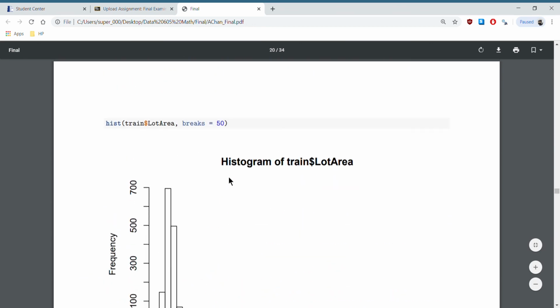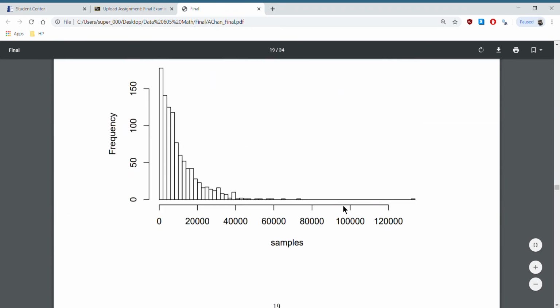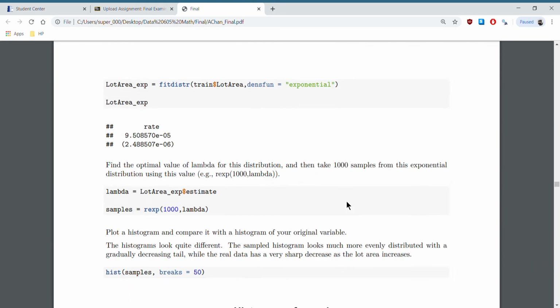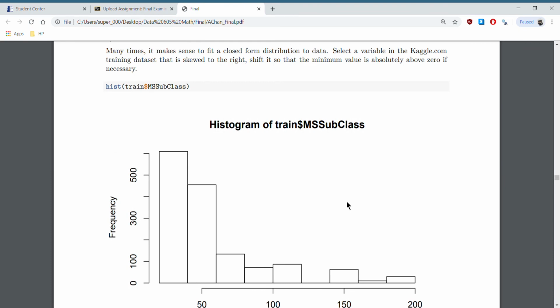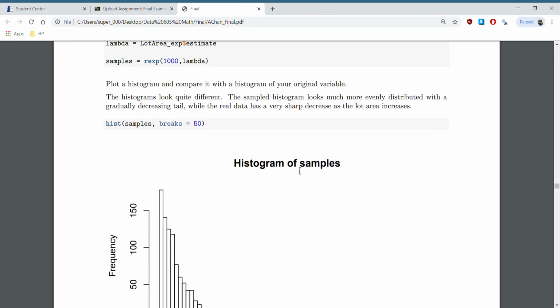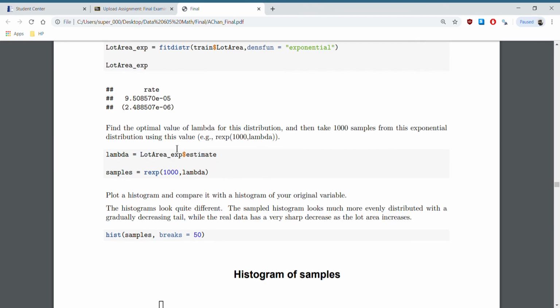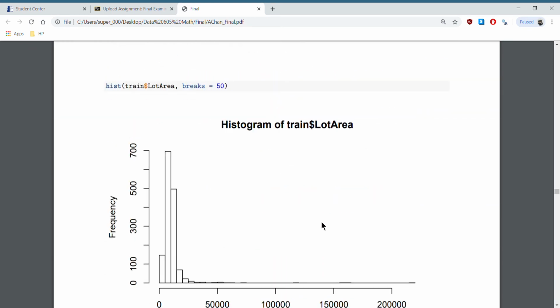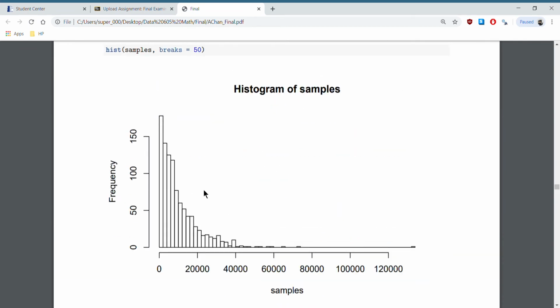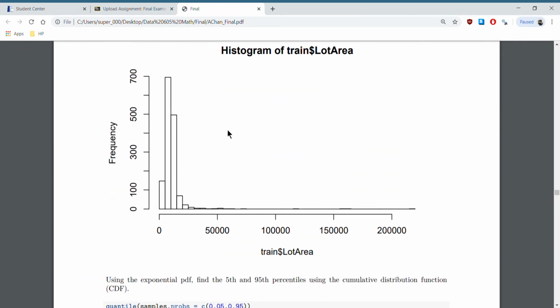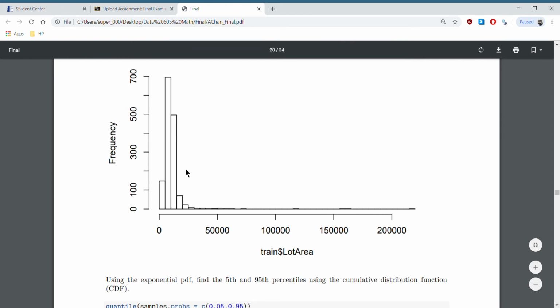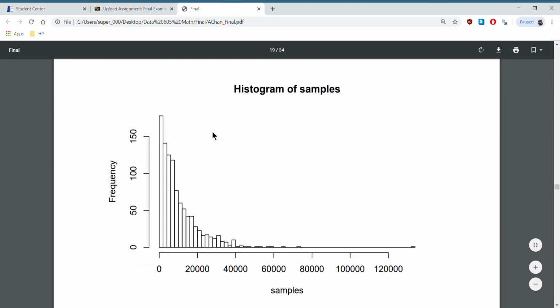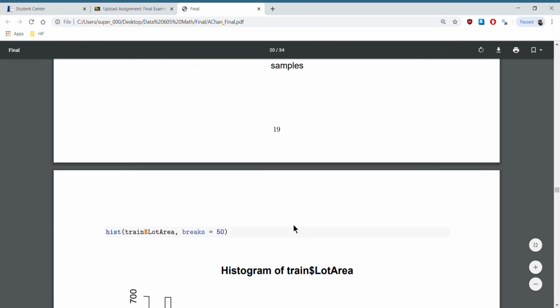But relative to that, whoops, looks like I picked the wrong thing. So here I actually meant to put lot area, but if I look at the histogram of lot area and the histogram of the samples, it's very clearly different, where this lot area is much more centered around here, and it tapers off significantly relative to this, where it's much more gradual.